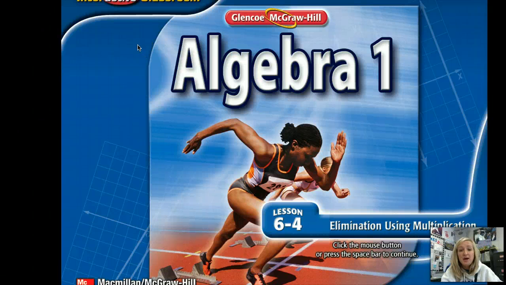Everyone, and welcome to Algebra 1. Today's lesson is 6.4, Elimination Using Multiplication. Today is nothing that you haven't already learned. It's just an addition to a situation where, using elimination, our variables don't always add up to easily eliminate. So we're just adding a step in this lesson.